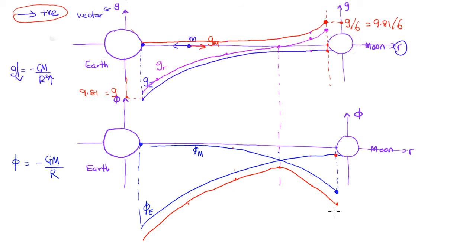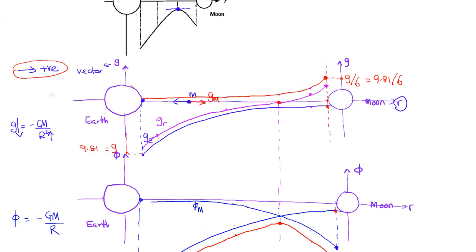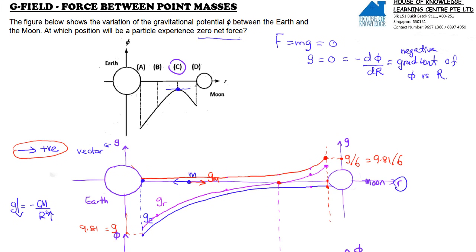This is the phi resultant. Take note that the highest point here, the least negative, is where g becomes 0. So look back at the question. We can see that the answer is C, which can be solved by this simple formula. But the graphing analysis is very important.